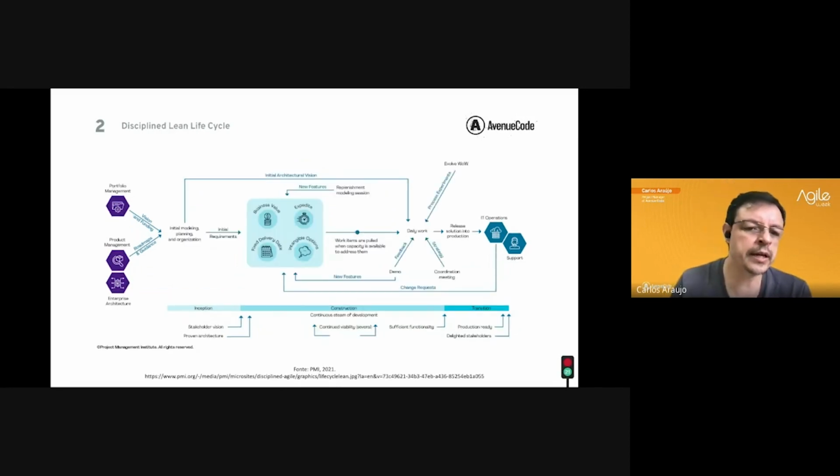When we have the Lean life cycle, it basically goes from inception to construction to transition, but in a different way of organizing things. It's a pull system, so it's a more Kanban way of working, where we create our needs and the team starts pulling them and then delivering.